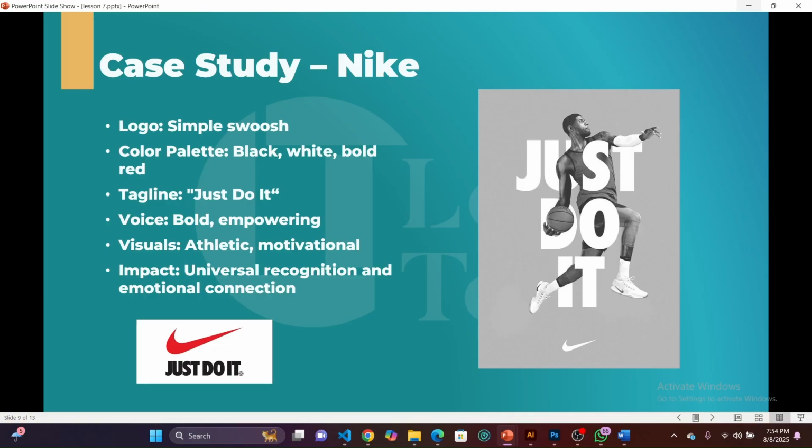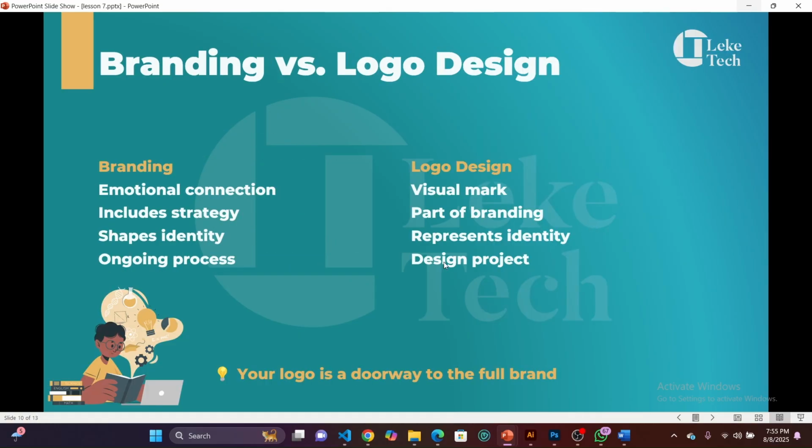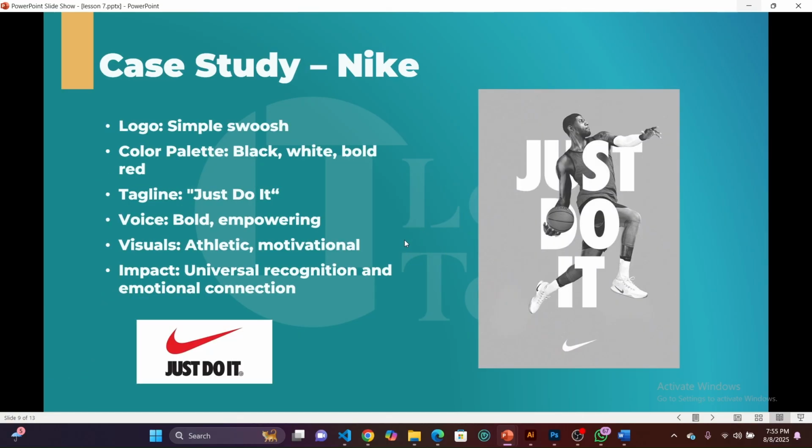And what is their voice? They represent bold and empowering. So you can see even from the visual, right? The visual represents that bold and empowering, just do it kind of feeling. In all their visuals, it represents that empowering feeling. It's not just in the text which says "just do it", even the kind of images they use, right? They deal more with athletic and motivational visuals, right? Inspiring.